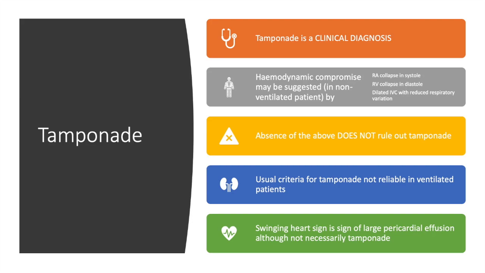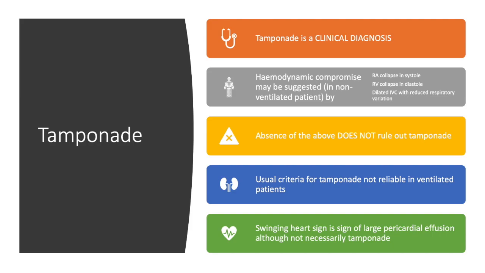So the important thing to say about tamponade is that it's a clinical diagnosis. If you see pericardial fluid and the patient is shocked, you've got to take it very seriously as a causative factor for that shock. So hemodynamic compromise is suggested on echo if you see the right atrium collapsing, if you see the right ventricle collapsing, and if the IVC is dilated and doesn't vary with respiration.